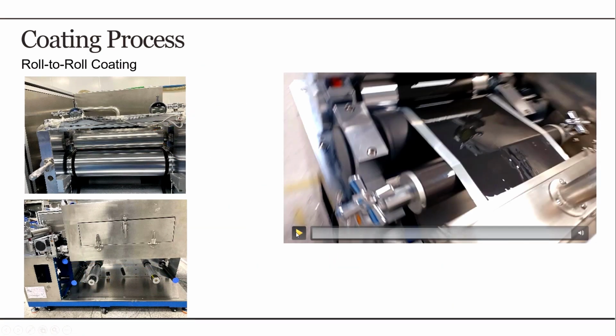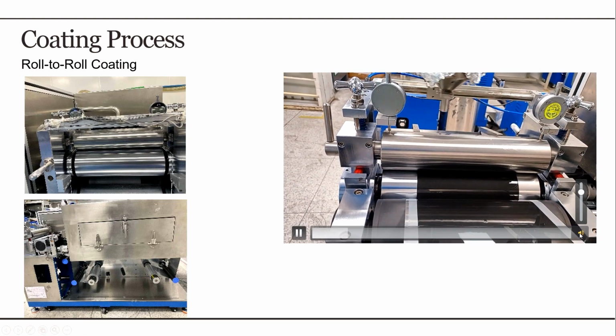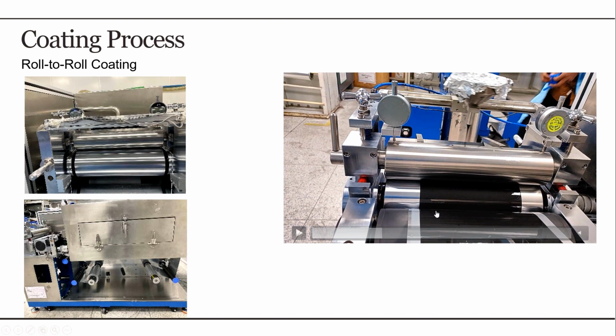So let's play the video. So as we can see here, this is our coating roller, this is our blade, and this is our supporting roller which carries the foil, if you guys are seeing. So this is our foil, and that's how our coating is transferred. That's how our active material or the slurry is transferred over the foil.